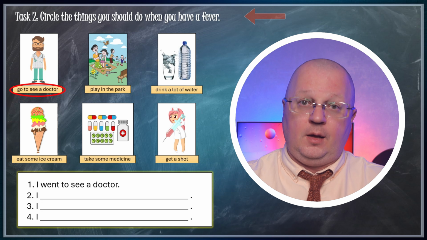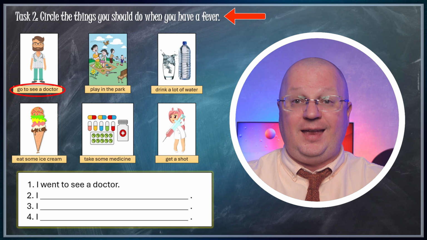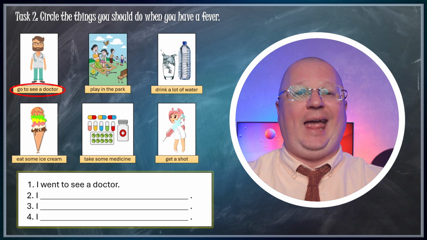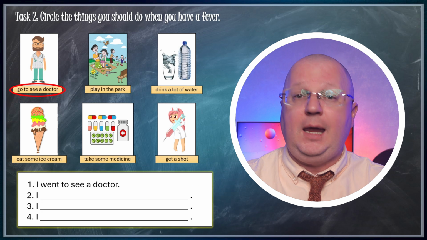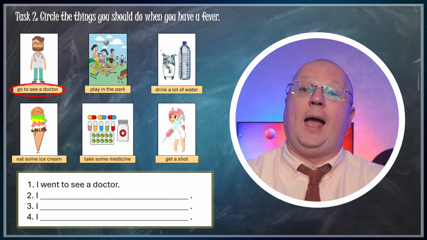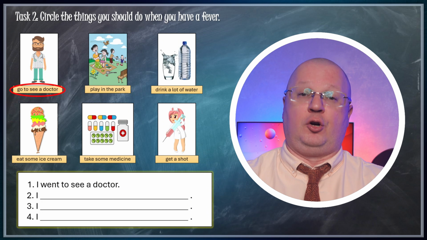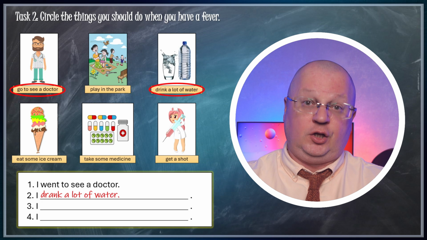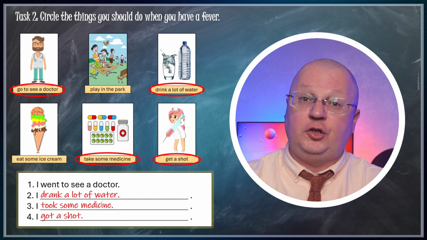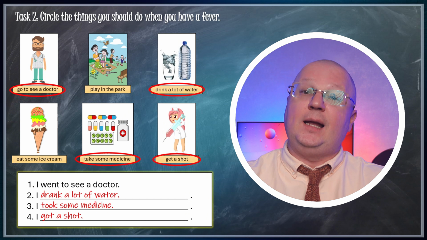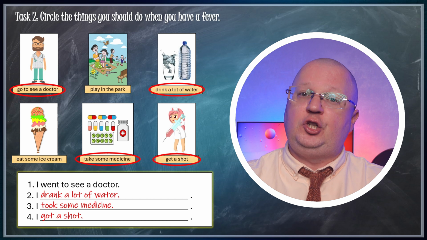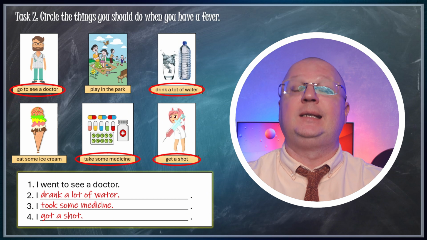Task 2. Students must circle the things they should do when they have a fever. You can use a handout or turn it into a game. Divide the class into 2 teams. A student from each team runs to the board and writes the correct sentence. Whoever finishes first and does it correctly gets a point for their team. Don't forget they need to change the verbs to the past tense.